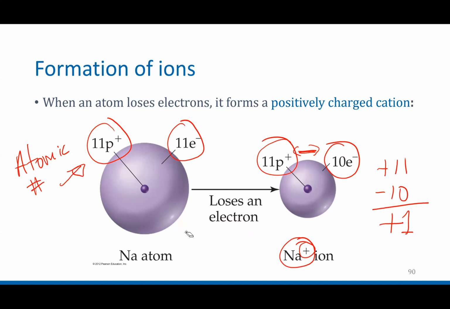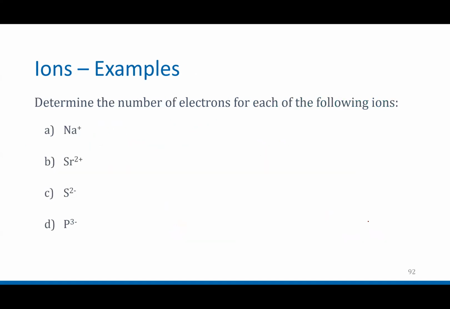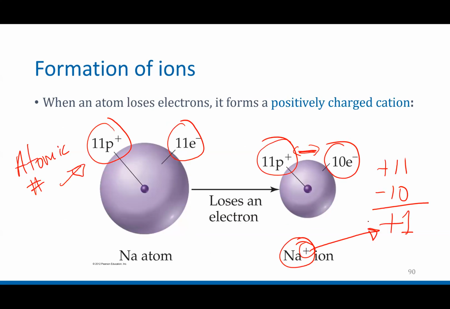So this plus means it has 1 more proton than electrons. If it was a 2 plus or a 3 plus, it would have 2 more or 3 more. And I'll get to this in this slide. The only other thing I guess I should mention is we name ions based on their charges. There's 2 types. We have positive and negative.